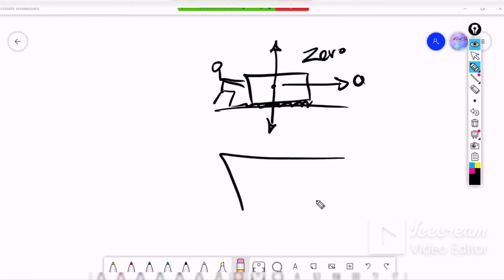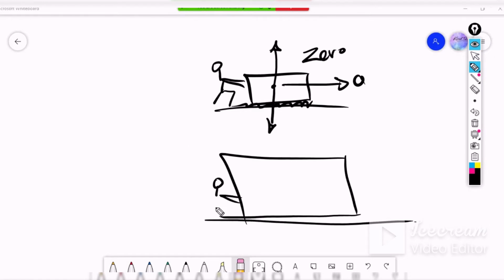Sometimes, suppose that we have a very huge object and your brother tries to push this object with a very small force, and the object does not move. Why? Because we have an opposite force coming from the friction, exerted on this object in the opposite direction, with the same magnitude as the applied force. Now we have the applied force, which is very small, and we have the force coming from the friction. This force is called static friction.